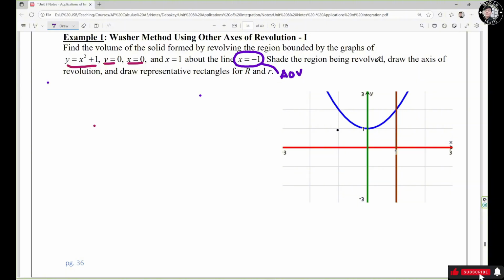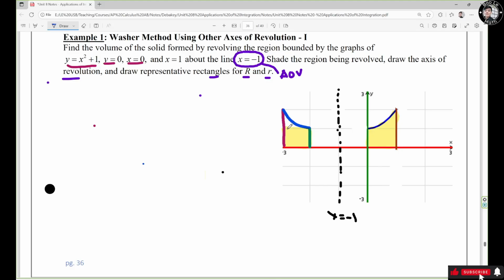Shade the region being revolved, draw the axis of revolution, and draw the representative rectangles for capital R and the little r, right? So the shaded region should be this guy right here. Now x equals negative 1 is the axis of revolution, so it's going to be right here. When you revolve this one about this line, it's going to be something like this. So I need to separate this region into two regions, right? The bottom is going to be from here to here, and the top should be from here to here.